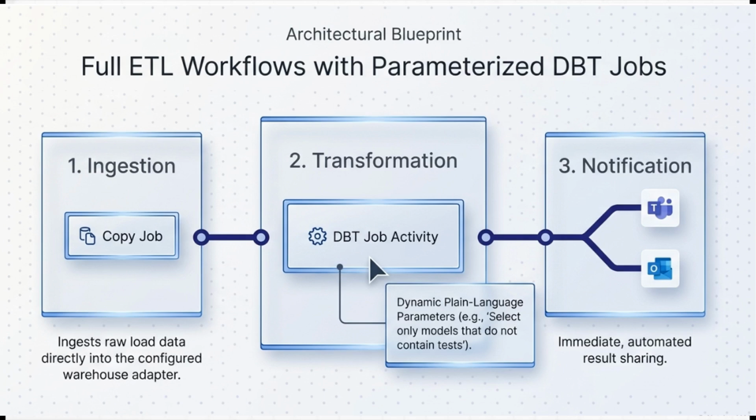Every single setting in there supports dynamic content, and you don't even need to be a syntax wizard to use it. You can literally just use plain language to generate dynamic expressions. By simply typing, "Select only models that don't contain tests," Fabric automatically writes the exact dynamic expression you need. It entirely removes the friction of wrestling with complex exclusion parameters, making advanced transformations a breeze for pretty much everyone.